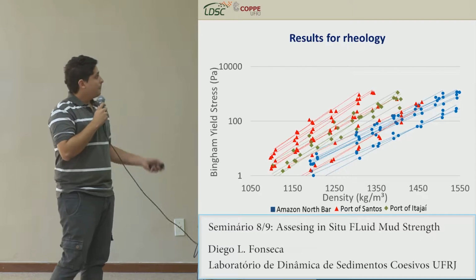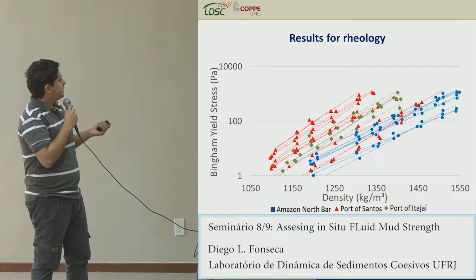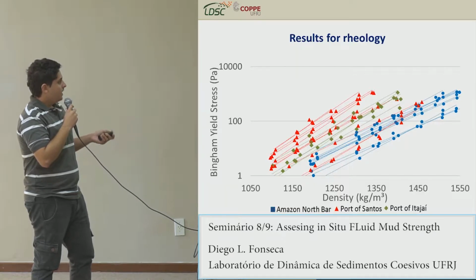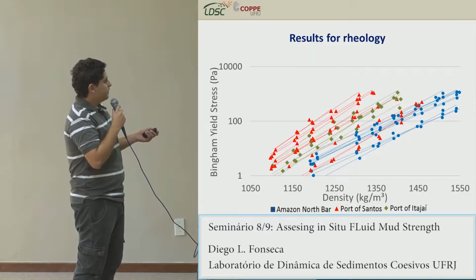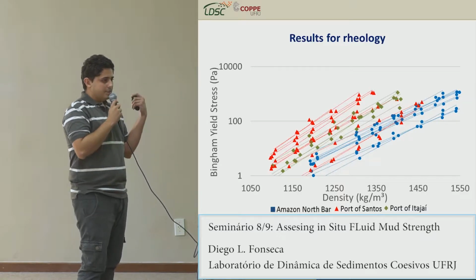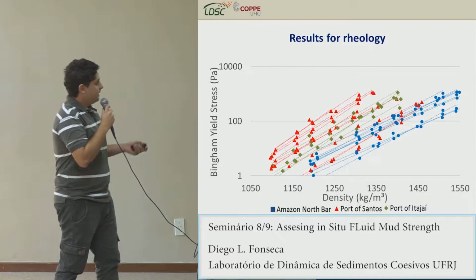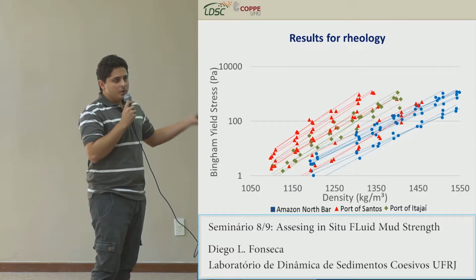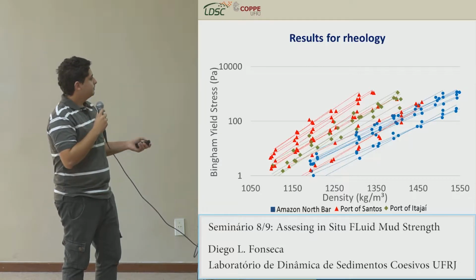Here are our results for rheology, Bingham yield stress versus density. You can see that this behavior was expected from the plasticity chart. We have higher yield stress for Port of Santos samples than Itajaí and then Amazon samples. It was the behavior we expected from the previous chart.